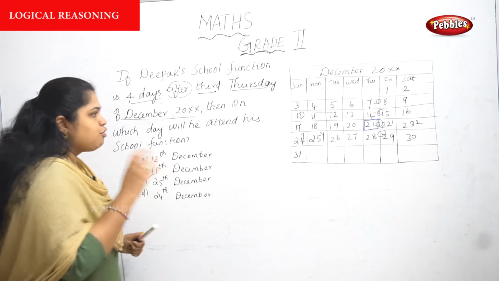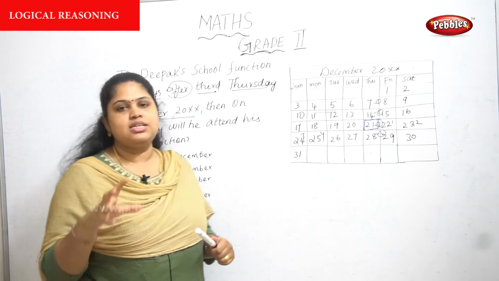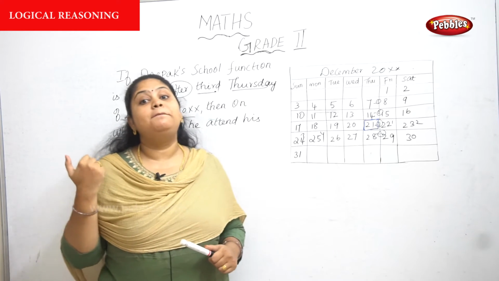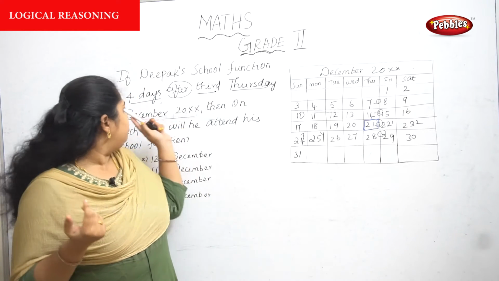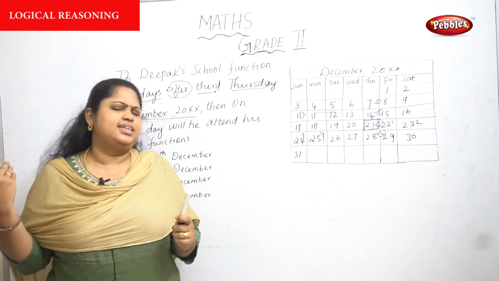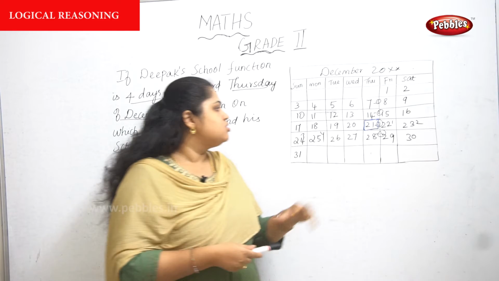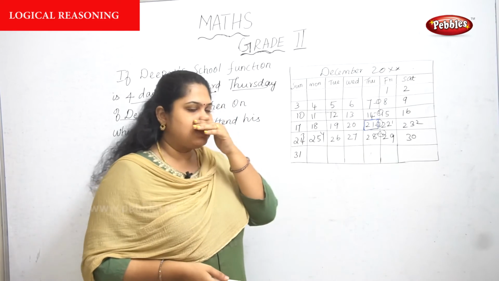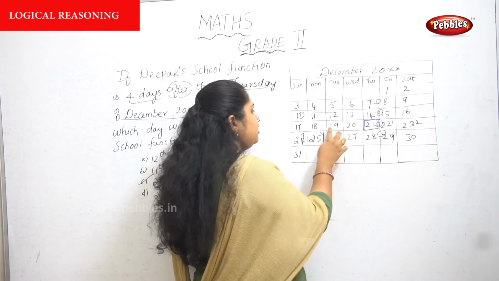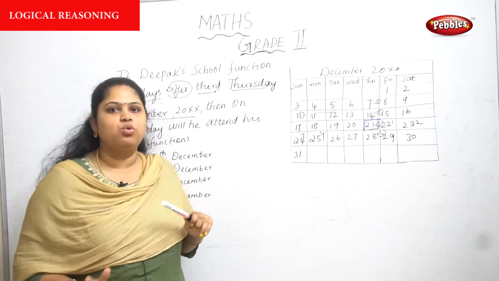For instance, here they have given after. Instead of giving after, suppose they have given before. So 4 days before the 3rd Thursday means we have to go back from the 3rd Thursday. 21 is the Thursday, isn't it? So 4 days before means 20, 19, 18 and 17. So 17 will be Deepak's school function.